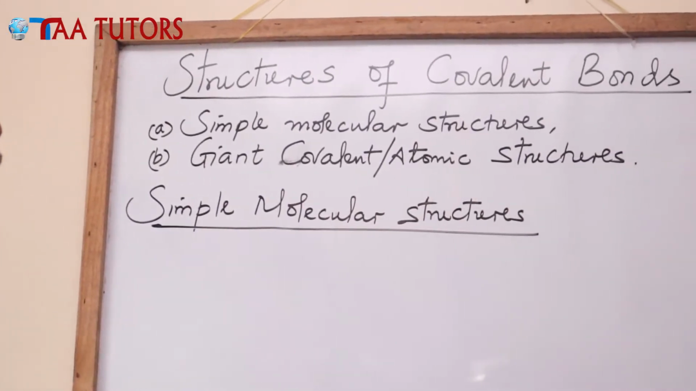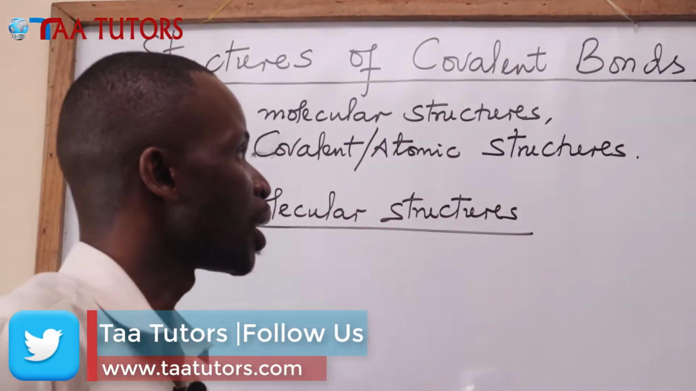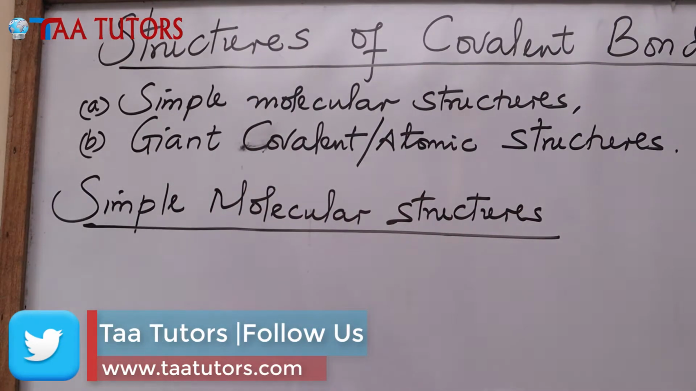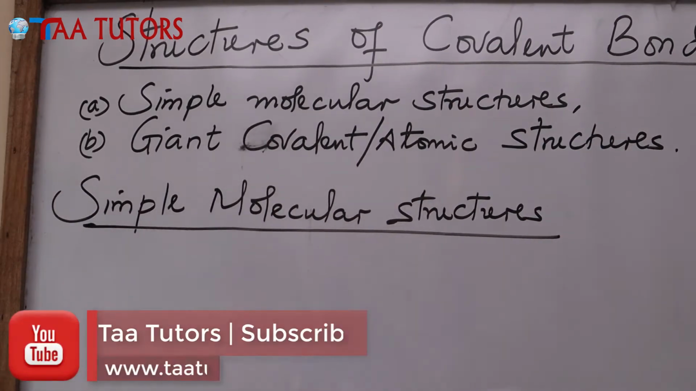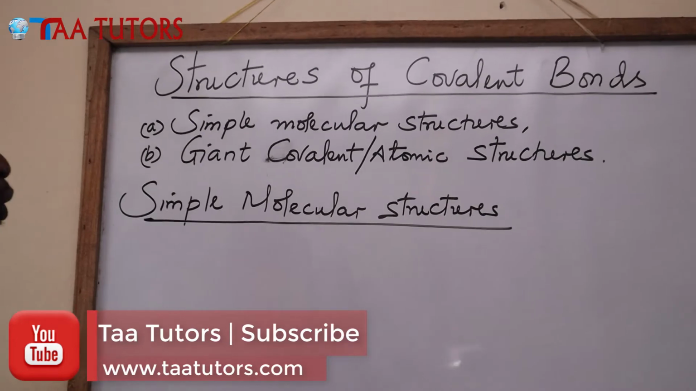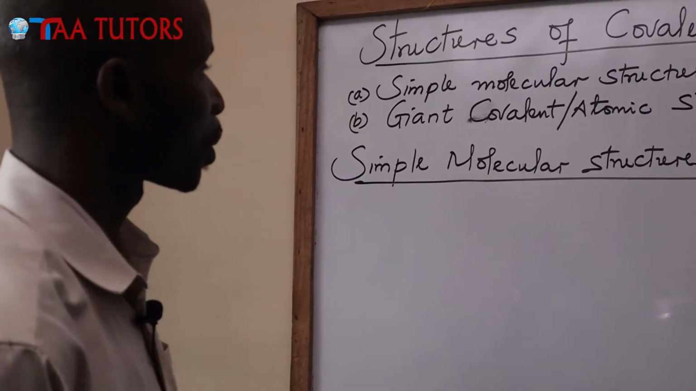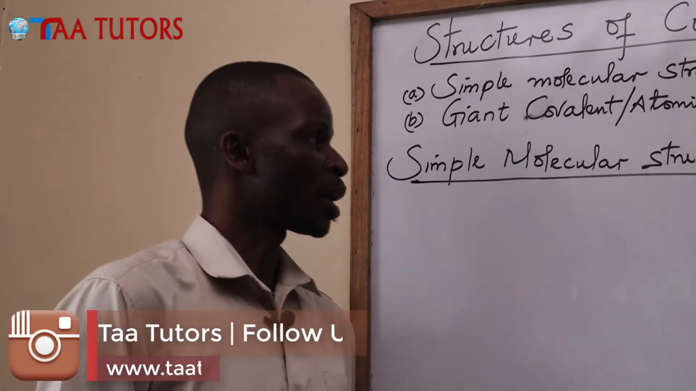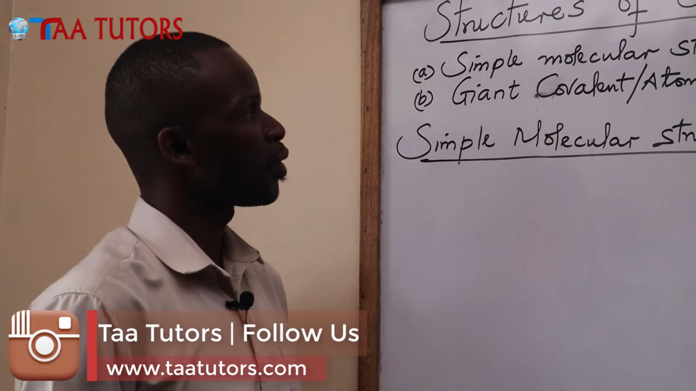Earlier, in our previous lesson, we talked about covalent bonds and how to use a dot cross diagram to represent these covalent bonds. We also talked about dative covalent bonds, and we gave examples of the ammonium ion, the hydronium ion, and also the aluminium chloride dimer. Now, today we want to look at the structures of covalent bonds.